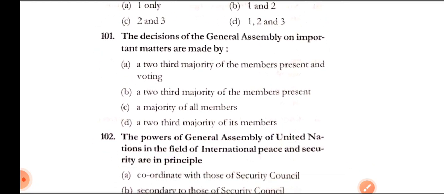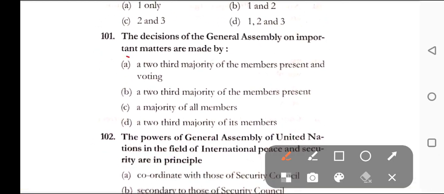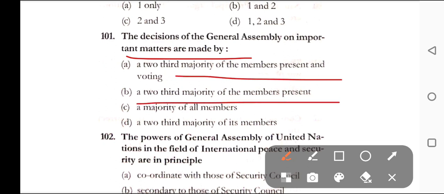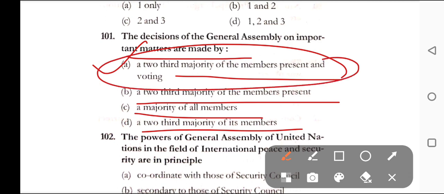The decision of the General Assembly on important matters are made by option A, two-third majority of the members present and voting, option B, two-third majority of the members present, option C, a majority of all members, and option D, a two-third majority of its members. Here correct answer is option A, that is a two-third majority of the members present and voting.